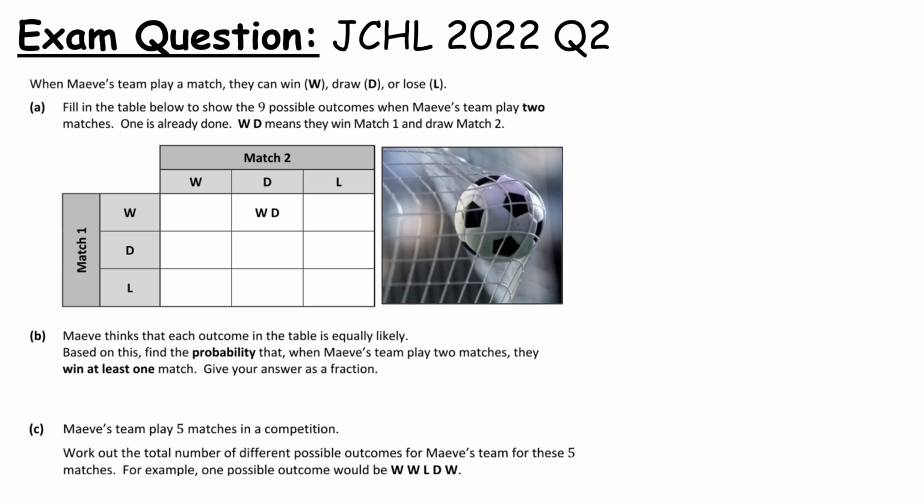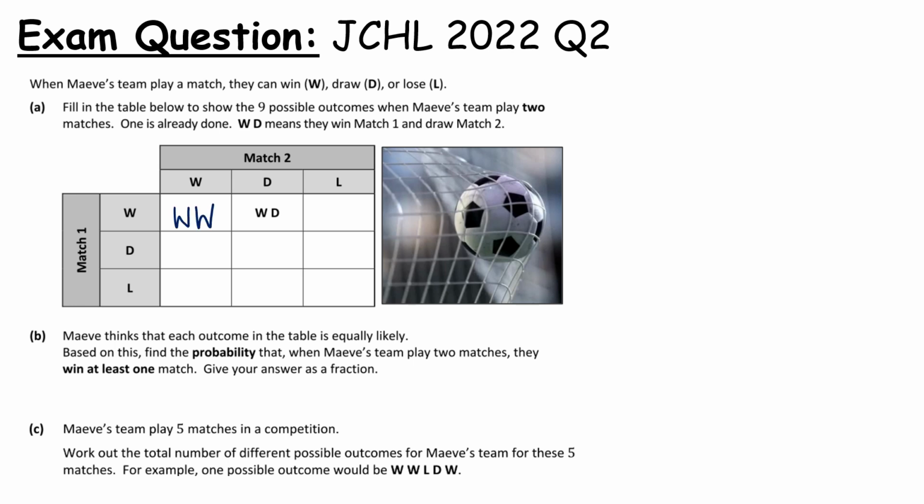Now let's look at question 2 from the Junior Cycle Higher Level 2022 paper. When Maeve's team play a match, they can win, draw or lose. Fill in the table below to show the 9 possible outcomes when Maeve's team play 2 matches. 1 is already done for you. WD means they win match 1 and draw match 2. The order here is really, really important, so do take care.